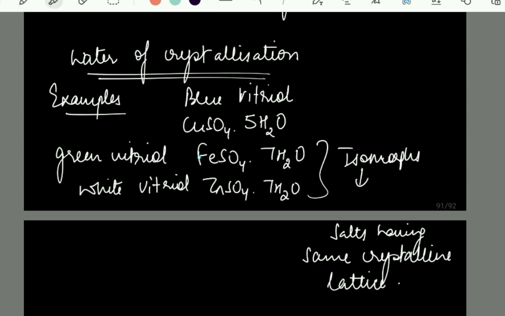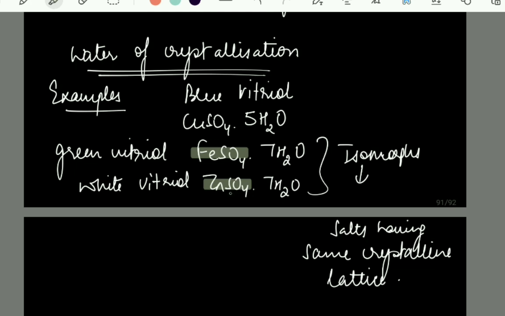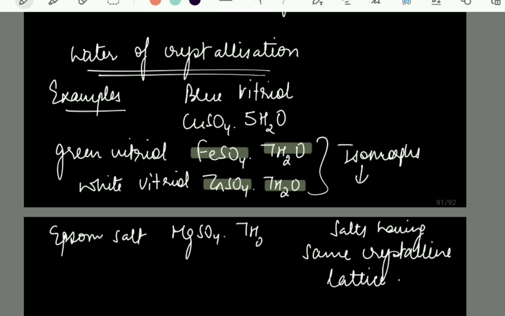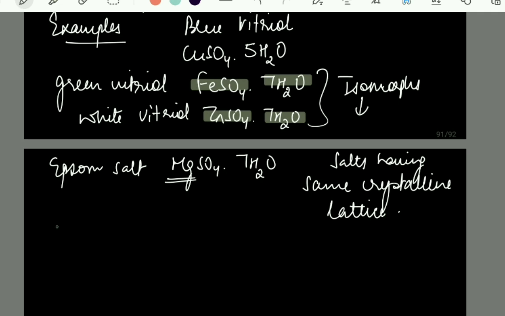If you see it properly, iron has an oxidation number of +2. The sulfate radical is the same. Zinc also has the oxidation number +2, and they both have 7 molecules of water. Water of crystallization is the same. Now one more we can add over here is Epsom salt, MgSO4.7H2O. So magnesium also has oxidation number +2. Then we have gypsum, which we are going to discuss for its commercial method of production. Gypsum is calcium sulfate.2H2O, calcium sulfate dihydrate.